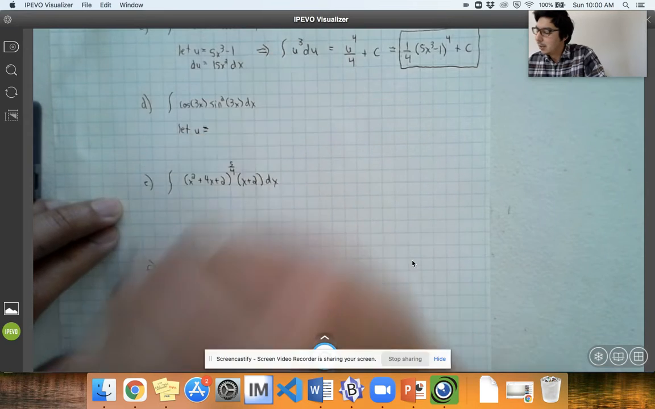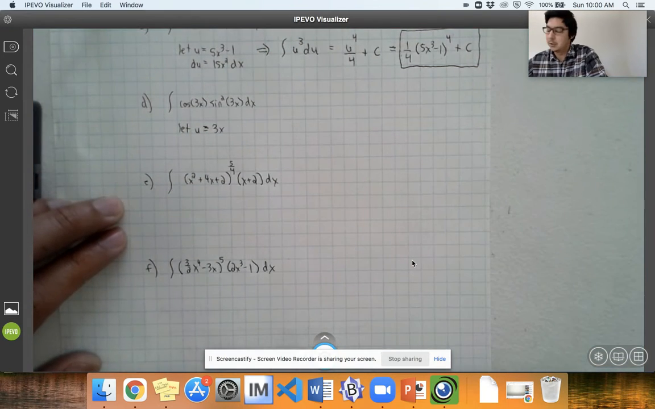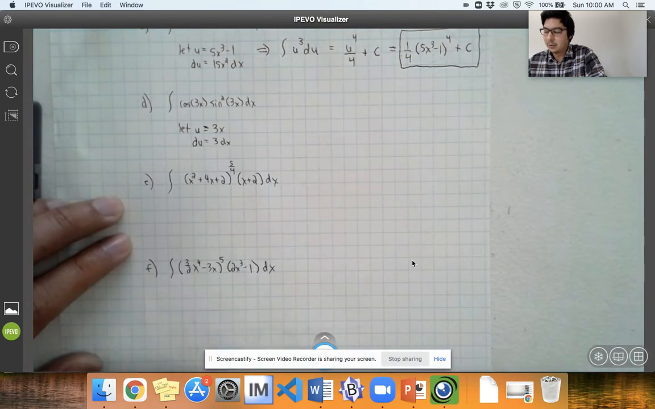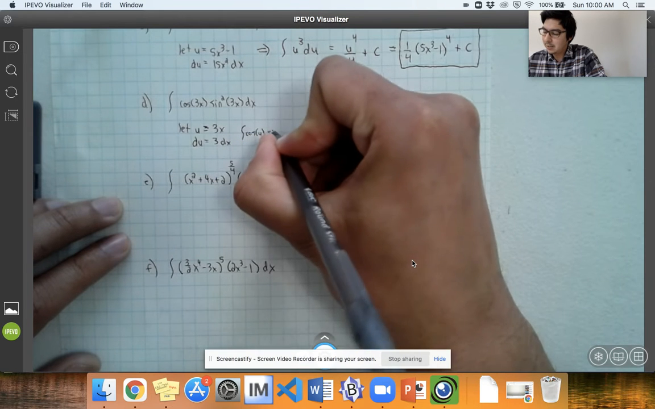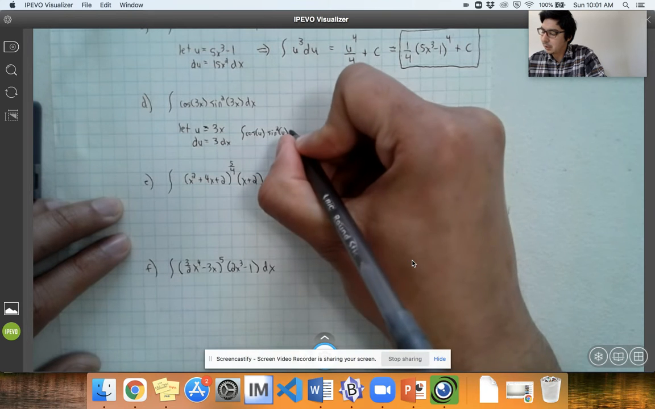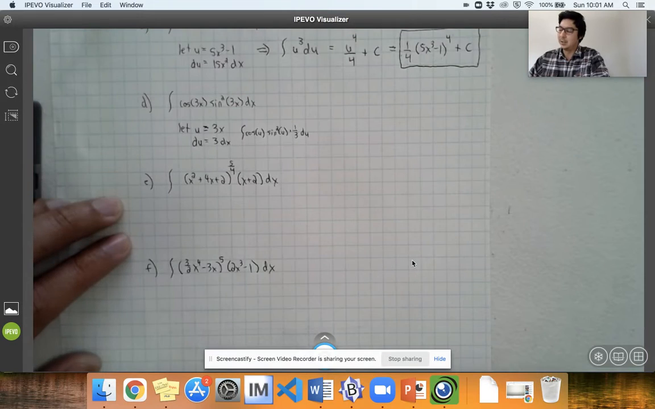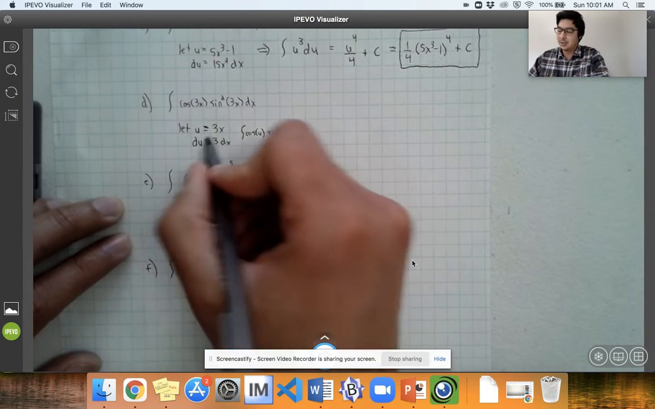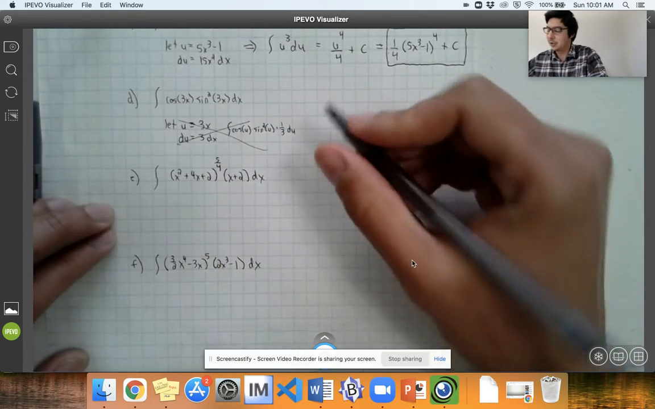What if you said, okay, I want u to be 3x, and say you make a mistake, and that's okay. And then du would be 3 dx. Well, if you tried rewriting this, you would have cosine of u, sine squared of u, and then you don't even have a 3, so you have to have a 1/3 du to account for the 3 that would have popped in. And notice taking the integral of this is just as complicated as that. So this didn't help us. And that's okay. It's about finding the u. You'll get faster with time.